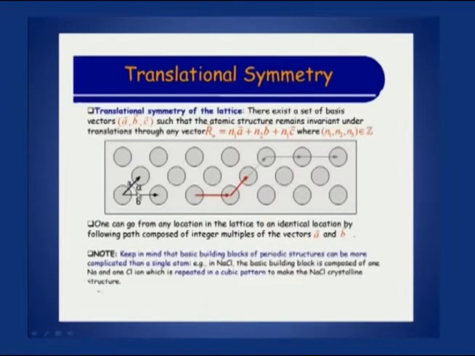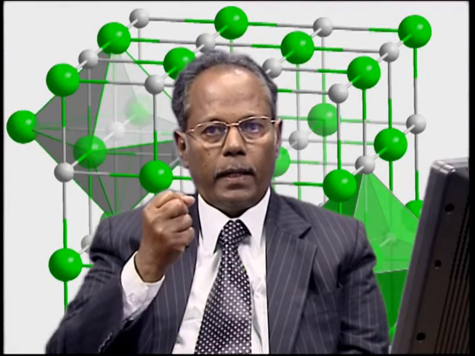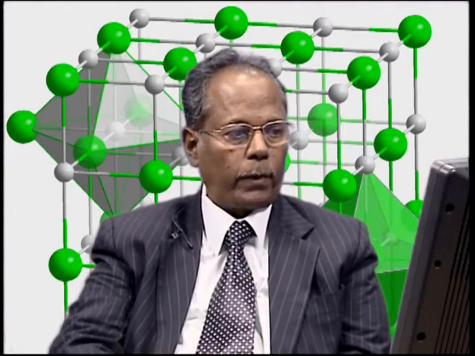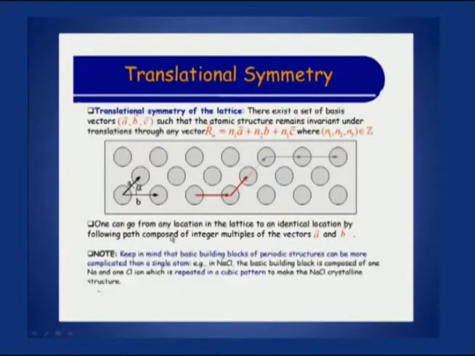You start from here, you may go along this direction and you may go along this direction. Now, what is there to differentiate between this and this? They are identical and indistinguishable lattice points. One can go from any location of the lattice to an identical location by following a path composed of integral multiples of vectors a and b. This is called translation symmetry.